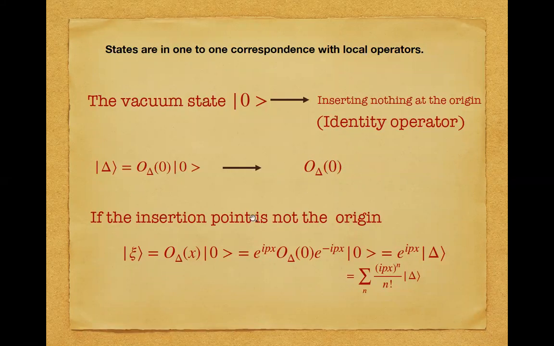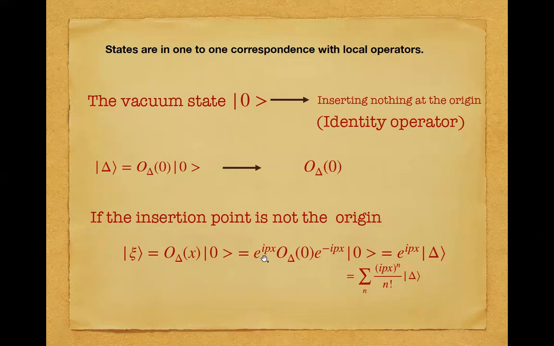But suppose now you have a state which is like this, and that state is, let's say, not at the origin but at some random point x. Then how should we look at this particular state? We have already learned about primary states and descendant states yesterday, so we will see that those descriptions will now be useful.